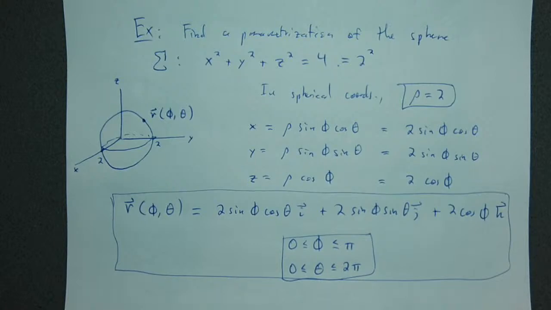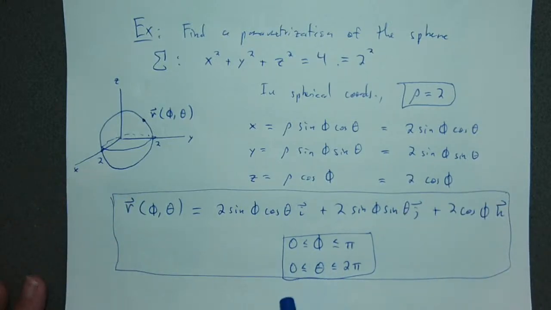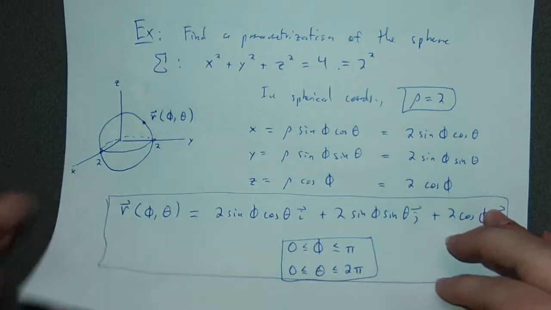All right. So try to find a point on the sphere that is not describable with phi going from 0 to pi. Right. Okay.